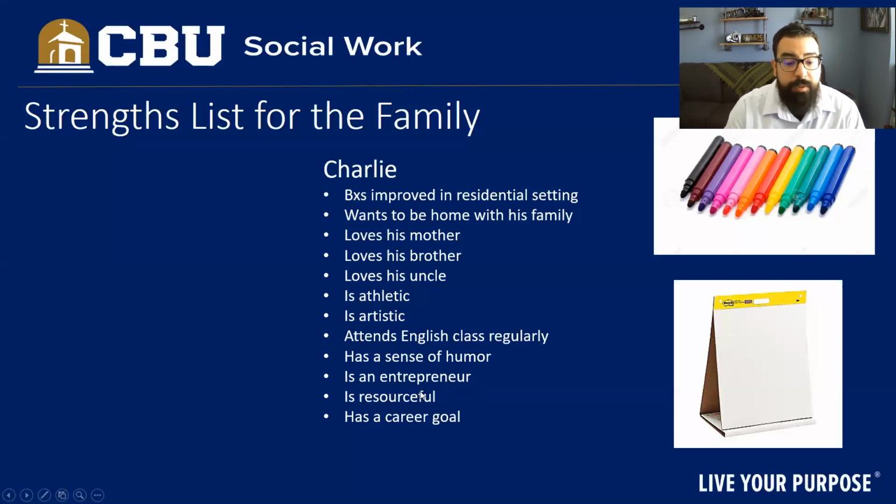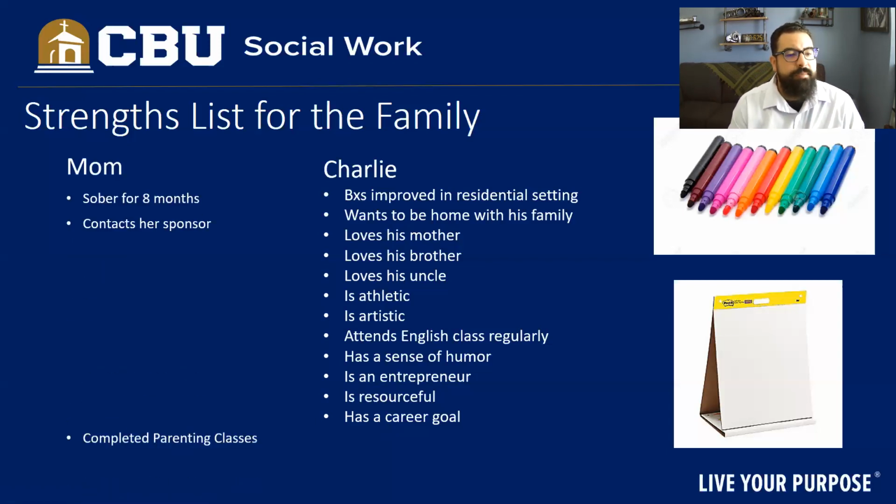Charlie has a sense of humor. Charlie is an entrepreneur. That's another way of saying, right, that he was smoking and selling pot in the neighborhood? Well, Charlie wants to earn a little cash. What we need to do is begin to teach him positive ways, right? Legal ways of earning money, right? So that's something we need to address. Charlie is resourceful and he has a career goal in mind. These are all strengths that are reframed based on the information that we got that we're sharing with the family.